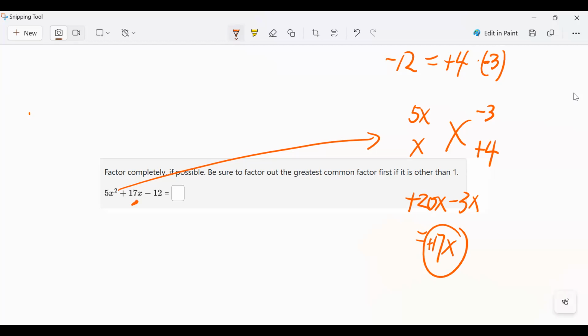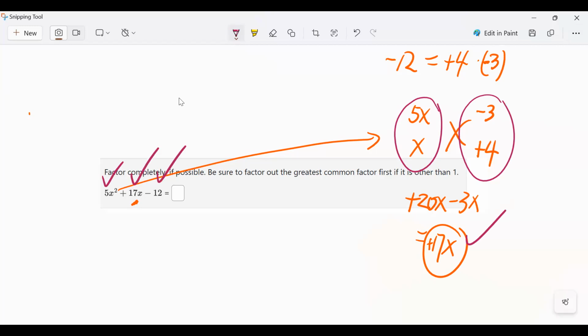The key thing is to get the middle term. That's why you get 4 times 3, and then the negative 3 has to be negative, and the positive 4 is positive. In that case, we secure all three terms: first term, last term, middle term. So all three terms are secured. So we get this and this: 5x, 3, x plus 4.